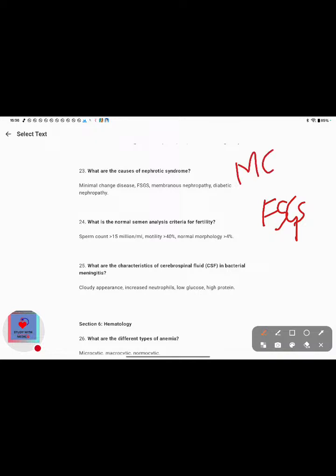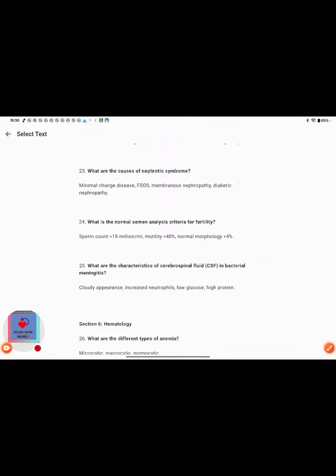Nephritis, itis, inflammation. What are the causes of nephrotic syndrome? Nephrotic syndrome क्या है? Minimal change disease, FSGS, membranous nephropathy, diabetic nephropathy. So what are the causes of nephrotic syndrome? Minimal change disease, FSGS, membranous nephropathy, diabetic nephropathy.